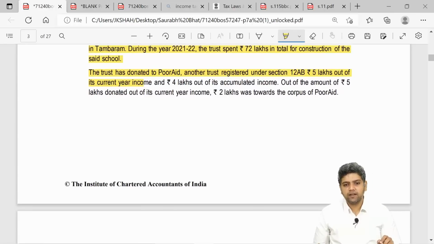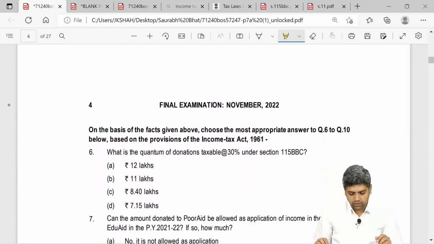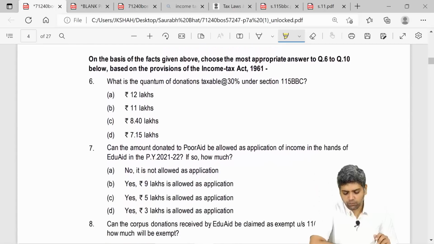The trust has donated to Poor Aid, another trust registered under section 12AB, 5 lakhs out of its current year income and 4 lakhs out of accumulated income. Out of the 5 lakhs donated out of current year income, 2 lakhs was towards the corpus of Poor Aid. On the basis of facts given above, choose the most appropriate answer to questions 6 to 10 below based on provisions of the Income Tax Act. What is the quantum of donation taxable at 30% under section 115BBC?